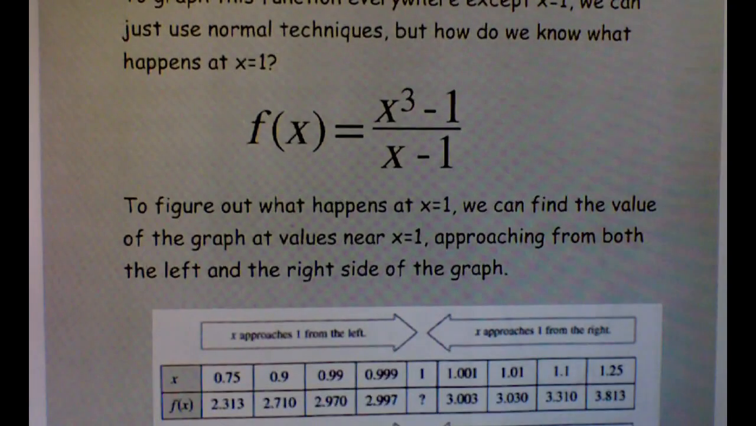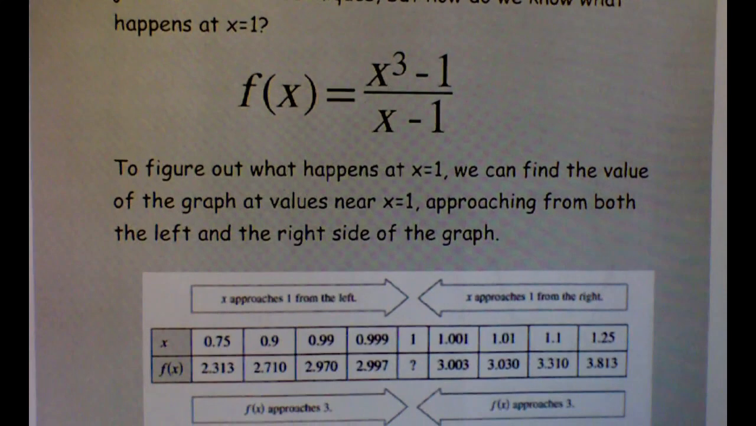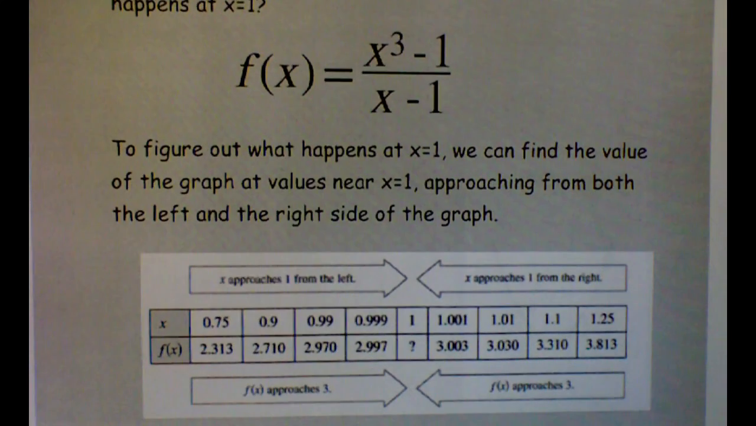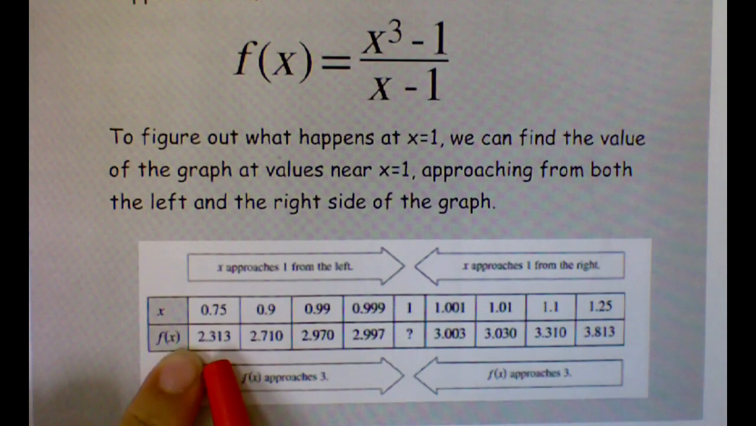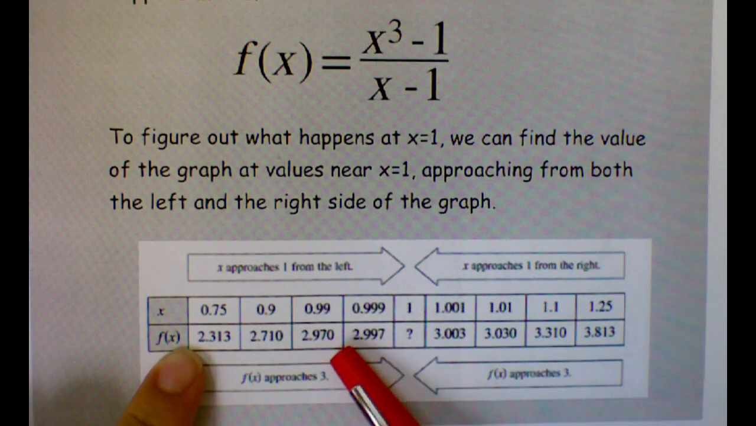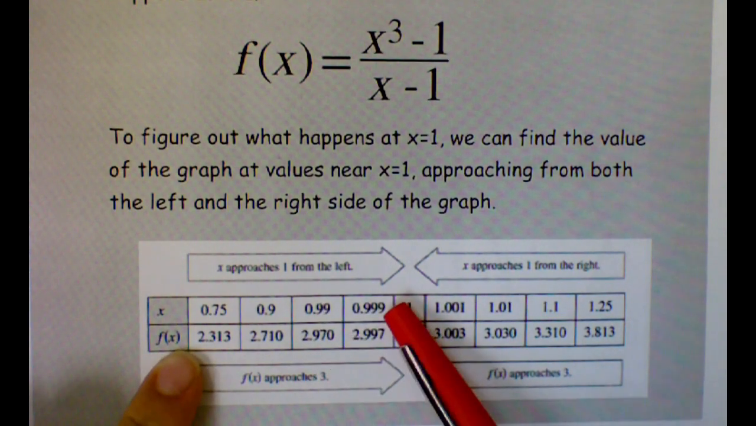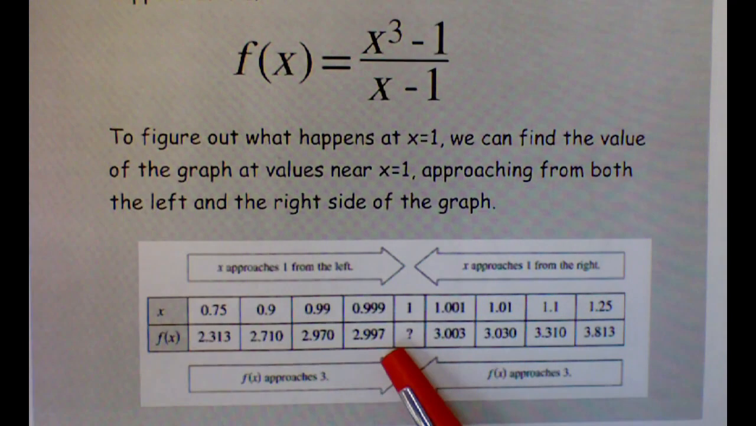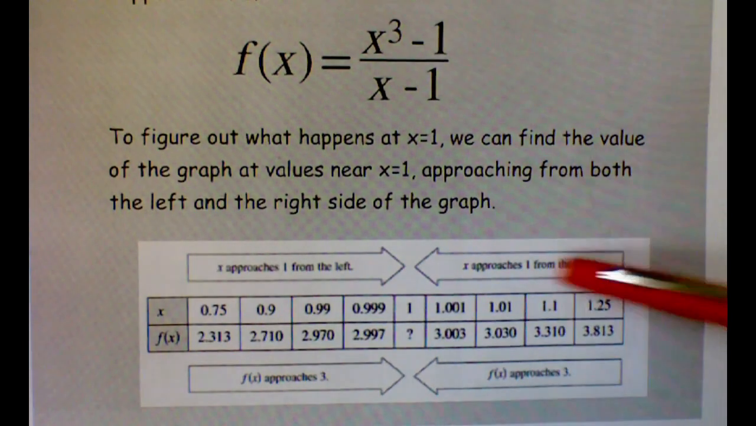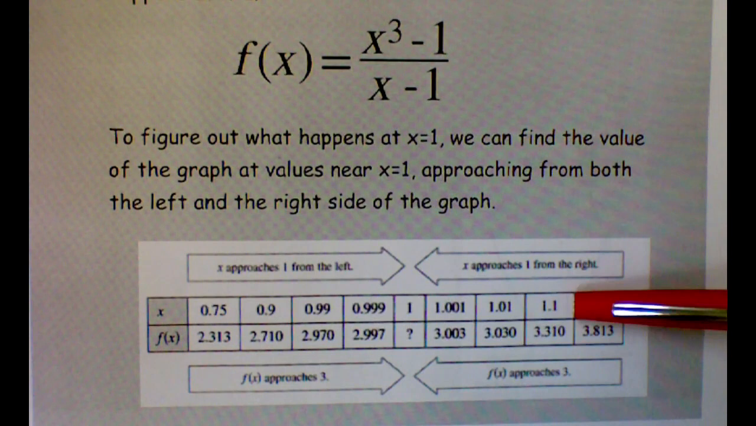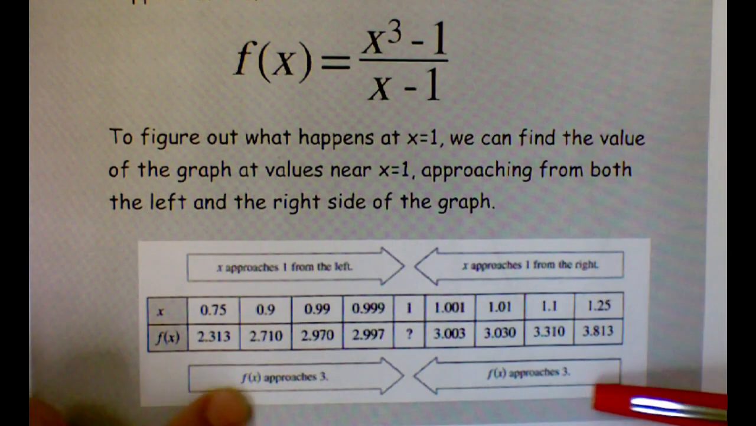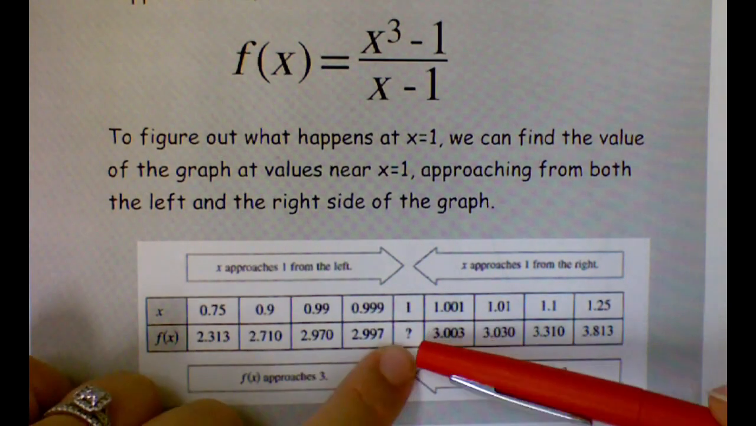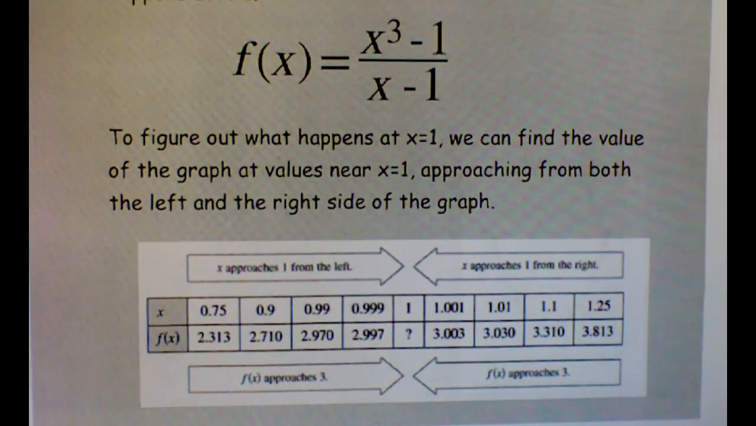To figure out what happens at x equals 1, we can find the value of the graph at values near x equals 1, approaching from both the left and the right side of the graph. So as I come in from the left, I'd try 0.75 and get 2.313, 0.9 and get 2.710, 0.99 gives me 2.970, 0.999, getting even closer to 1, 2.997. And then I also want to come in from the right. I use 1.25, 1.1, 1.01, 1.001. Notice that from both sides, those y values get very, very close to 3. That's how I know what would happen.